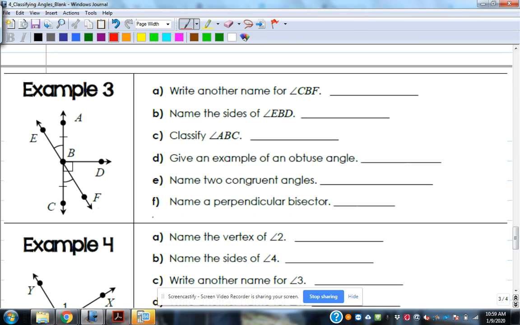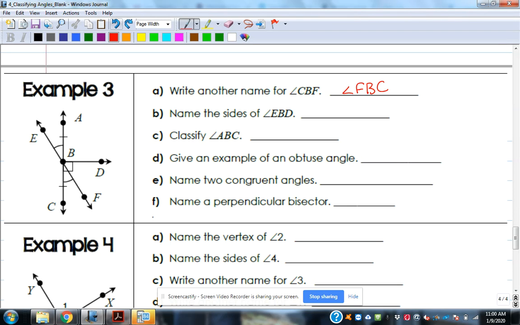We got this diagram over there on the left. A lot of stuff going on in that diagram. Quite a few angles in there. It says write another name for angle CBF. FBC would be a great one. That works great. And again, just trace it out, know where it's at, and then go the other direction. That's the best way. Why can we not just name that angle B? Oh yeah, there's a whole lot of angles coming out of B right there.